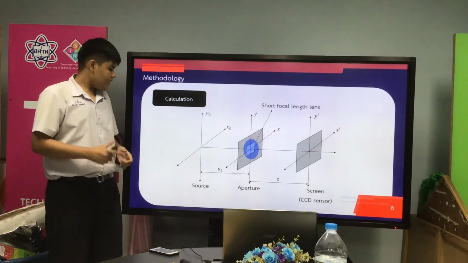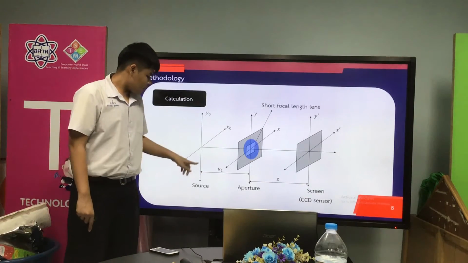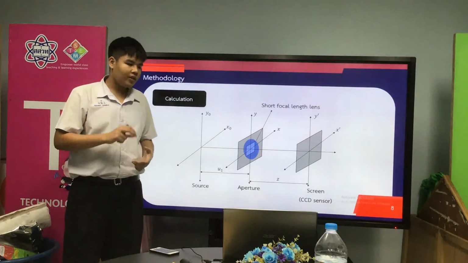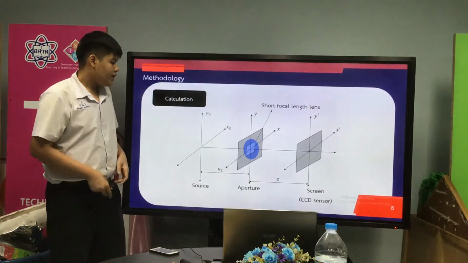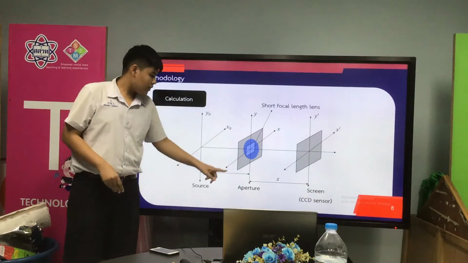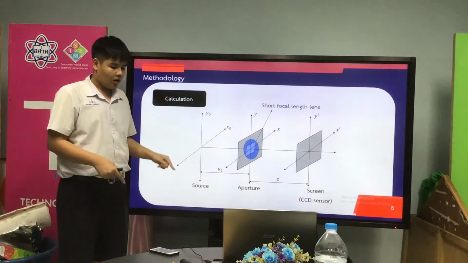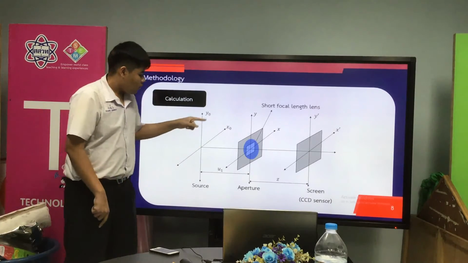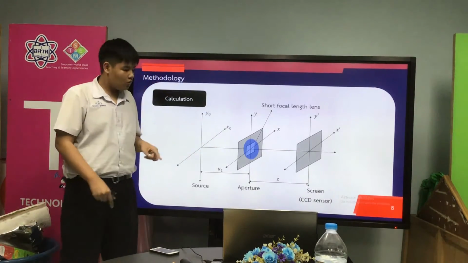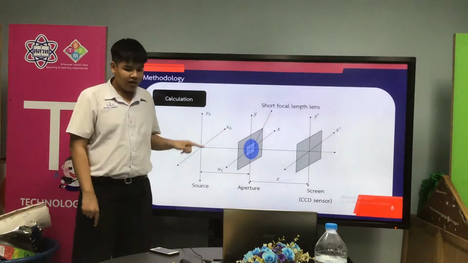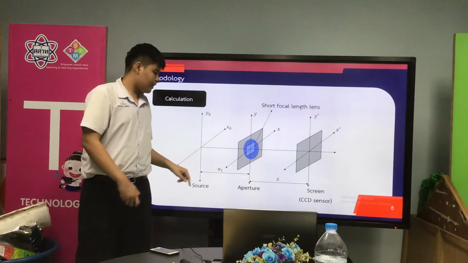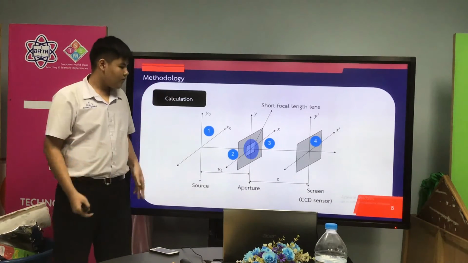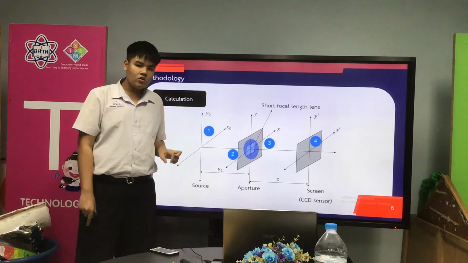For our calculation, the first step is to consider the distance from the source to the temperature, which is equal to U1, and the distance from the middle of the lens to the screen, which is equal to C. U1, C and the focal length F of the lens have the relation 1 divided by C is equal to 1 divided by F minus 1 divided by U1. That is the lens principle.